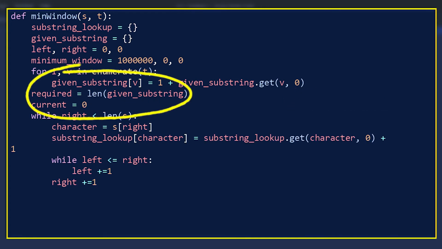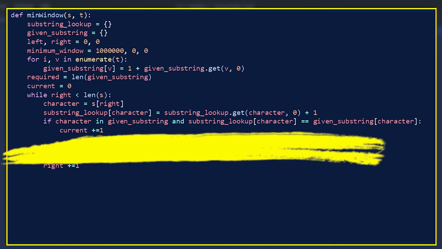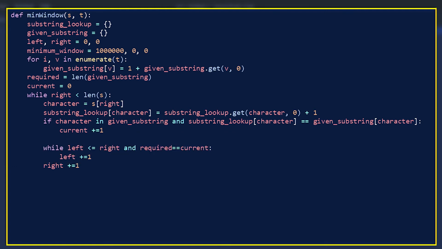We need two counters, one required and the second one will be the current counter. So required will be equal to the length of the hash table of the given substring t. And the current counter will increment if the counter of the characters in the window hash table matches the counter of the characters in the t hash table. This current and required will give us the second condition for us to get inside the second loop.